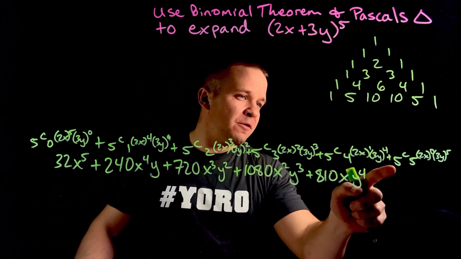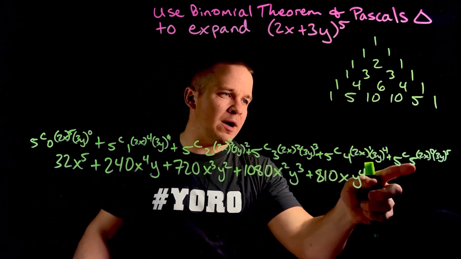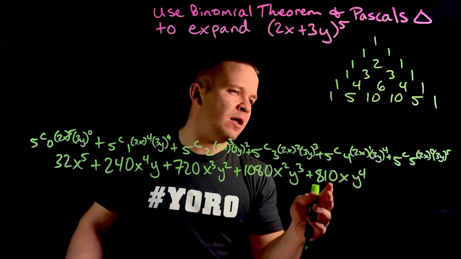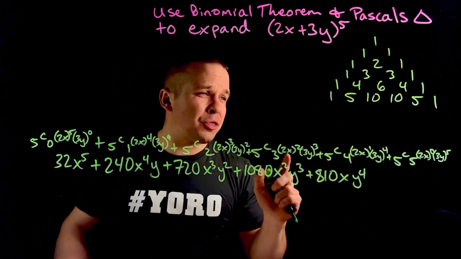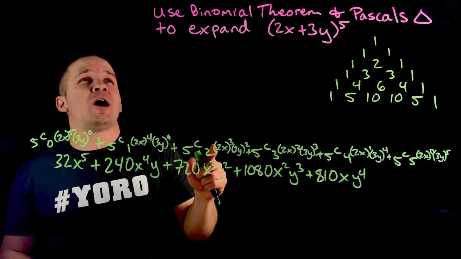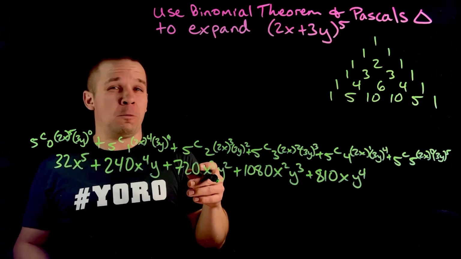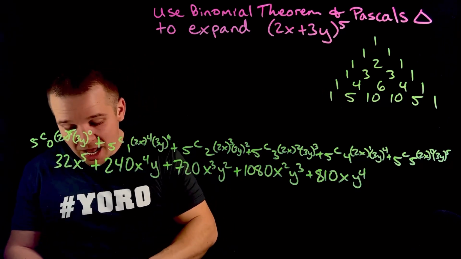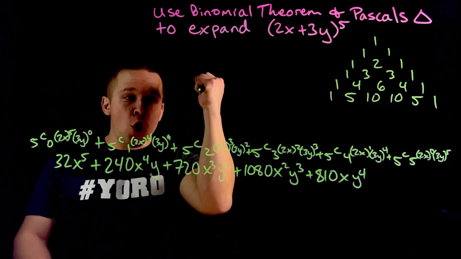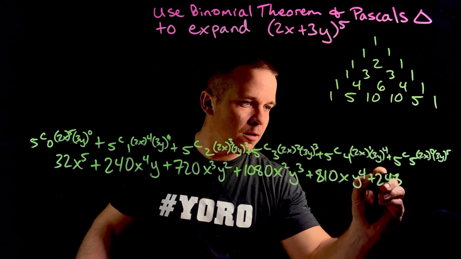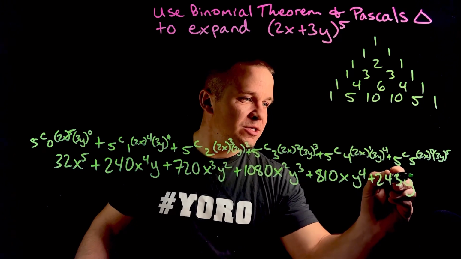Okay, we have 5 choose 5, that's 1. Doesn't really matter. 2x to the 0, that's also 1. And then lastly, we have 3 to the 5th power. 81 times 3, is that 243? I'm going to check. All right, 243. So we got 243. We have y to the 5th right there.